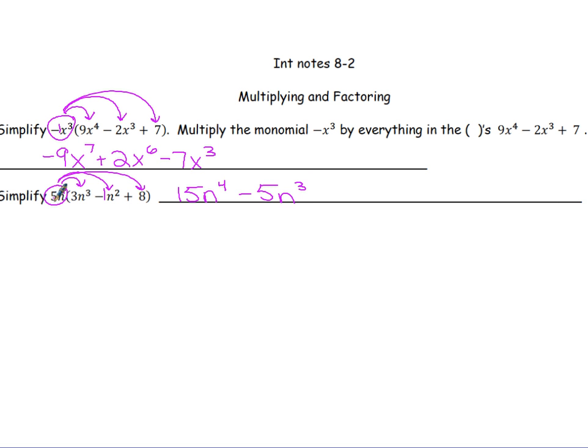And last but not least, 5 times 8. 1,040, and well, that's the only n, so done. No like terms, so they all stay separated, and that's it.